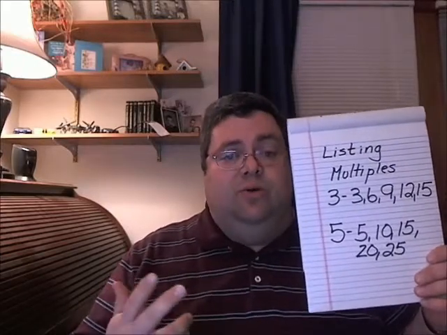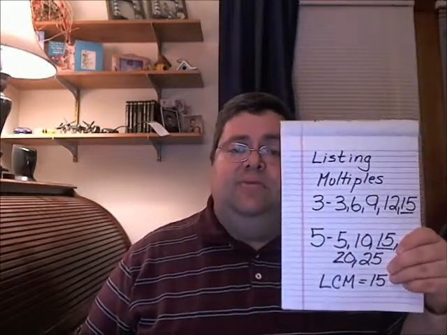So we would show it like this. At the bottom of your paper, or in this case at the bottom of the problem, we would shorten least common multiple to LCM. And then, of course, we would record that 15 was the least common multiple of 3 and 5.